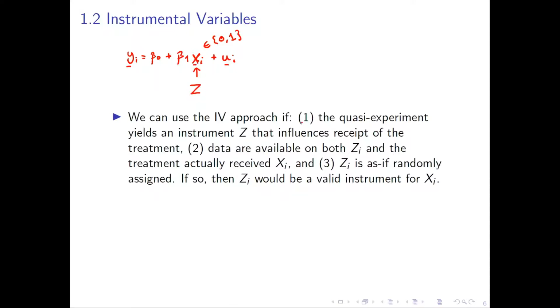So what we need is that the instrumental variable influences the probability of getting the treatment, and of course you have to have data on both the treatment and the instrument, and z must be random.